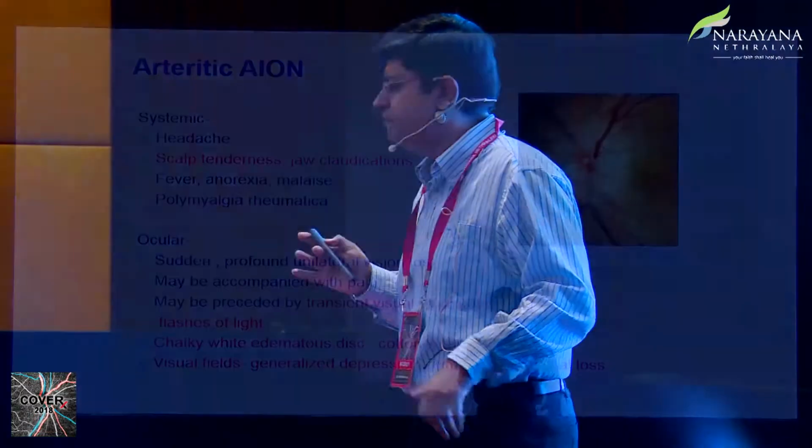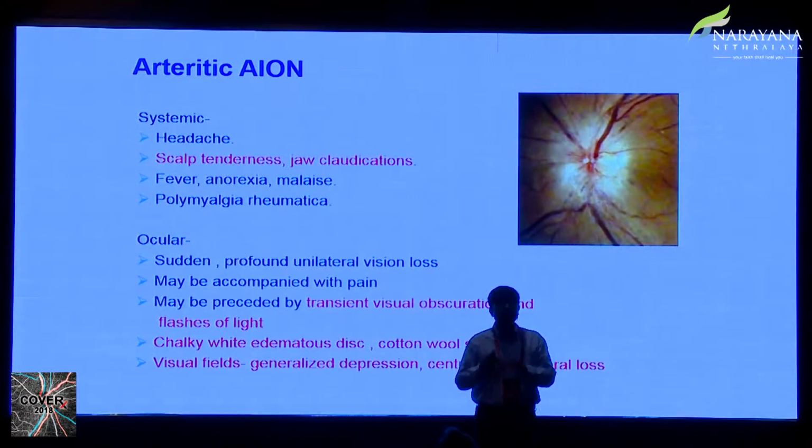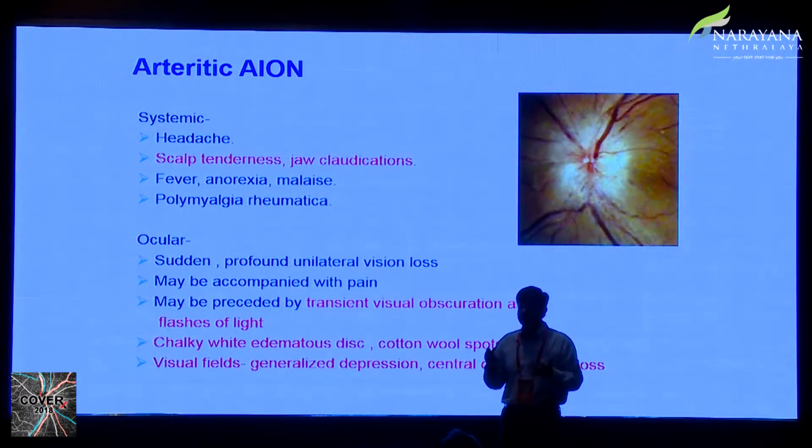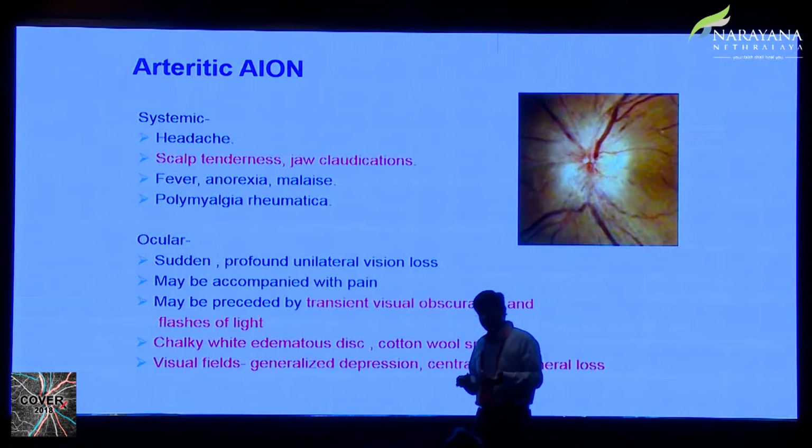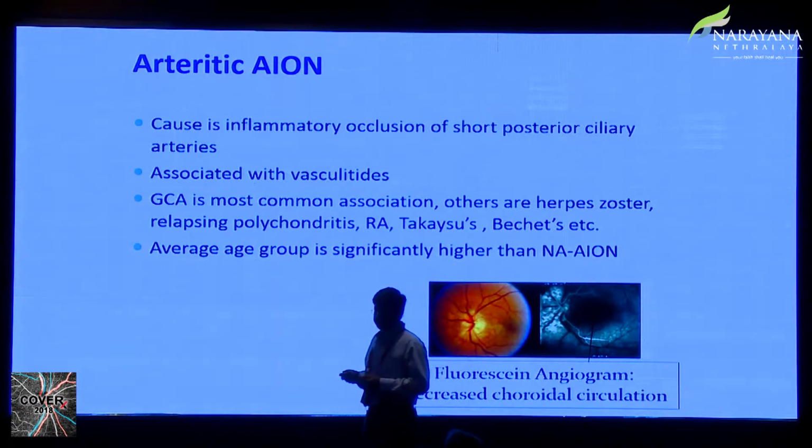It's important to identify arteritic AION, although we tend to see very few of them. But the important things when you're suspecting ischemic and arteritic is that this visual loss is very, very severe. There is associated scalp tenderness, jaw claudication. There'll be history of weakness, of myalgias. The edema is chalky white, a very severe edema. And as I said, the visual loss is very severe.